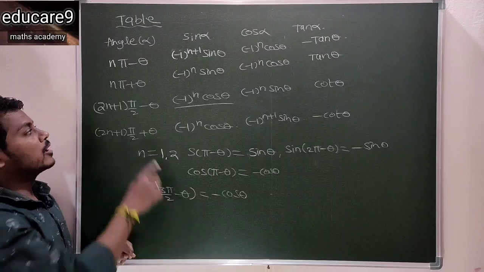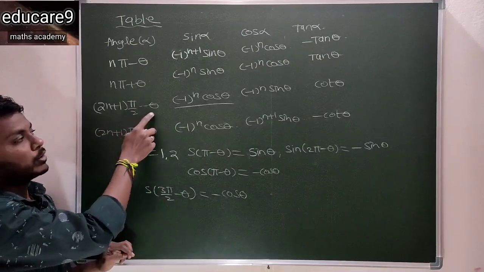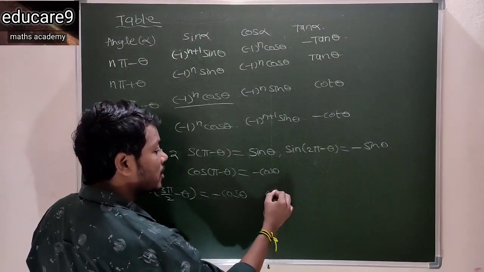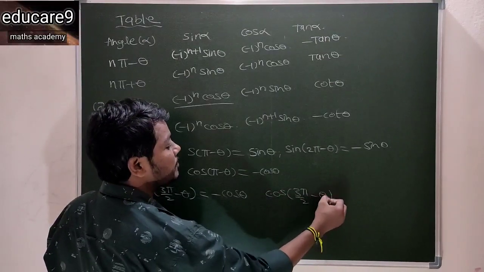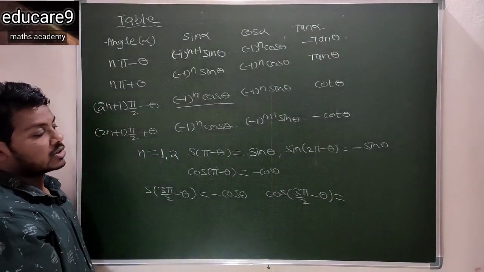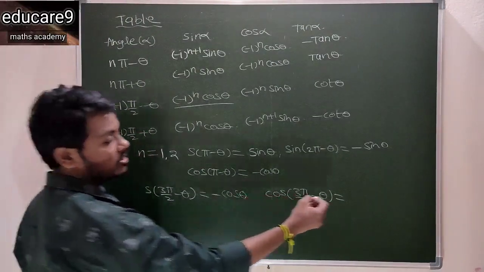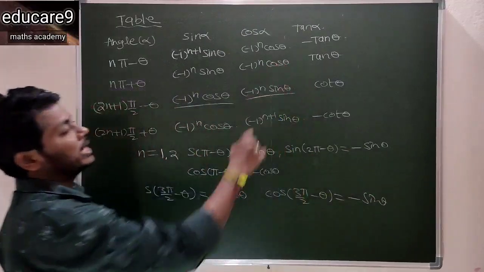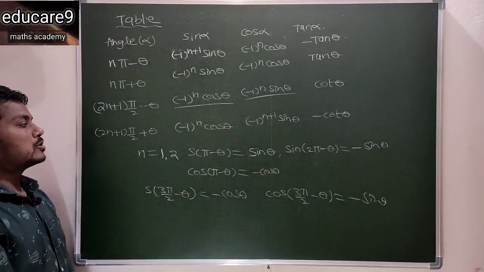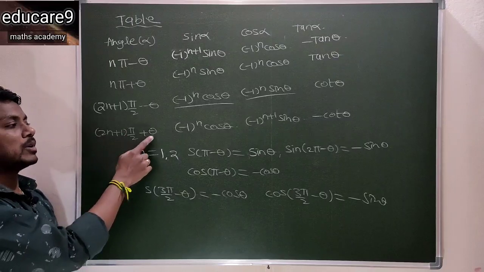So similarly for cos of ((2n plus 1) pi by 2 minus theta). See here, cos of (3 pi by 2 minus theta). So 270 minus theta, third quadrant, cos gets a negative sign and cos changes to sin. So that's why I am writing (minus 1) power n sin theta. So similarly for (2n plus 1) pi by 2 plus theta also.